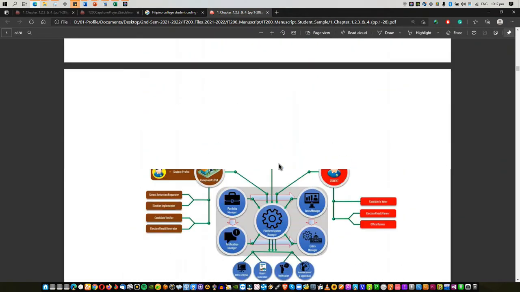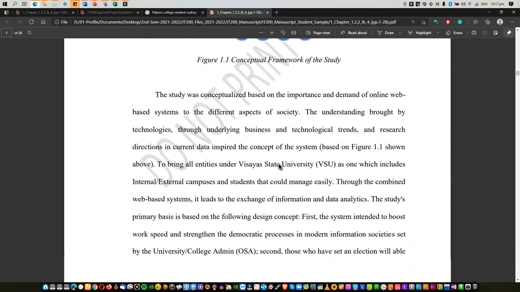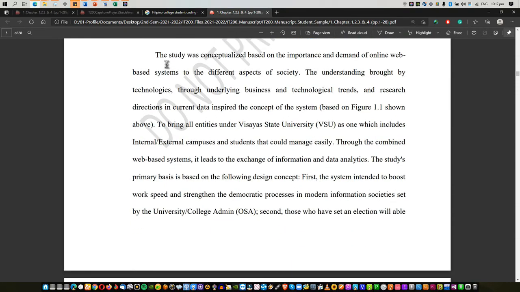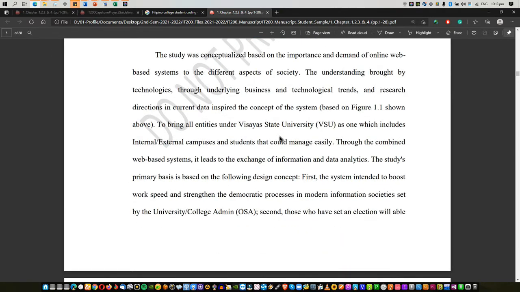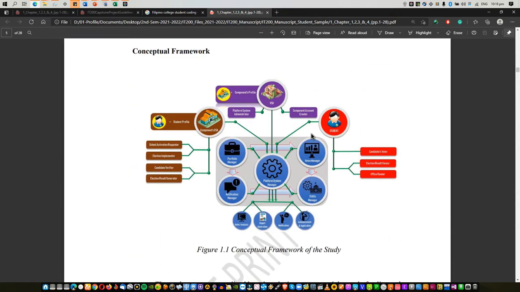Okay, so here, ayaw siya i-detail. Just a preview, ma-discuss mo na siya ngadto sa methodology, no? So all of this will be reflected in your methodology.